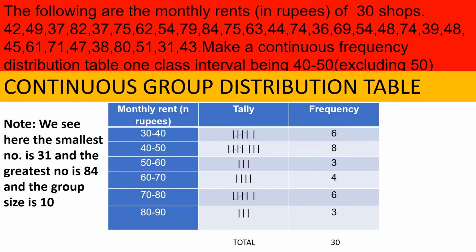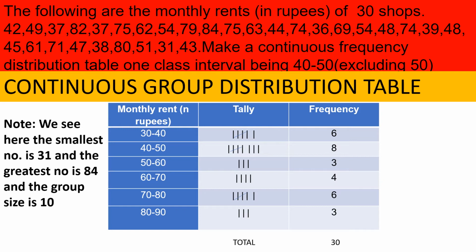Now let us make a tally mark in this group interval. First number is 42. So this mark will be made in the class interval 40 to 50. And the second number is 49. 49 lies between 40 to 50. So in this group interval we will be entering the tally mark. Next one is 37. 37 lies between 30 to 40. So tally marks will be entered in this class interval.